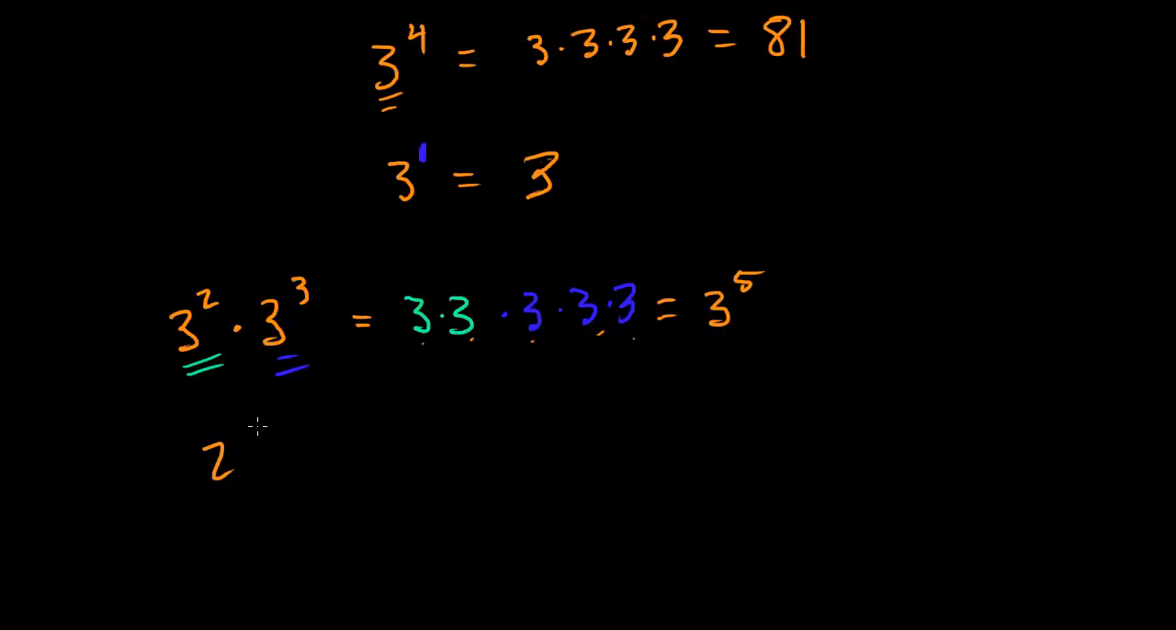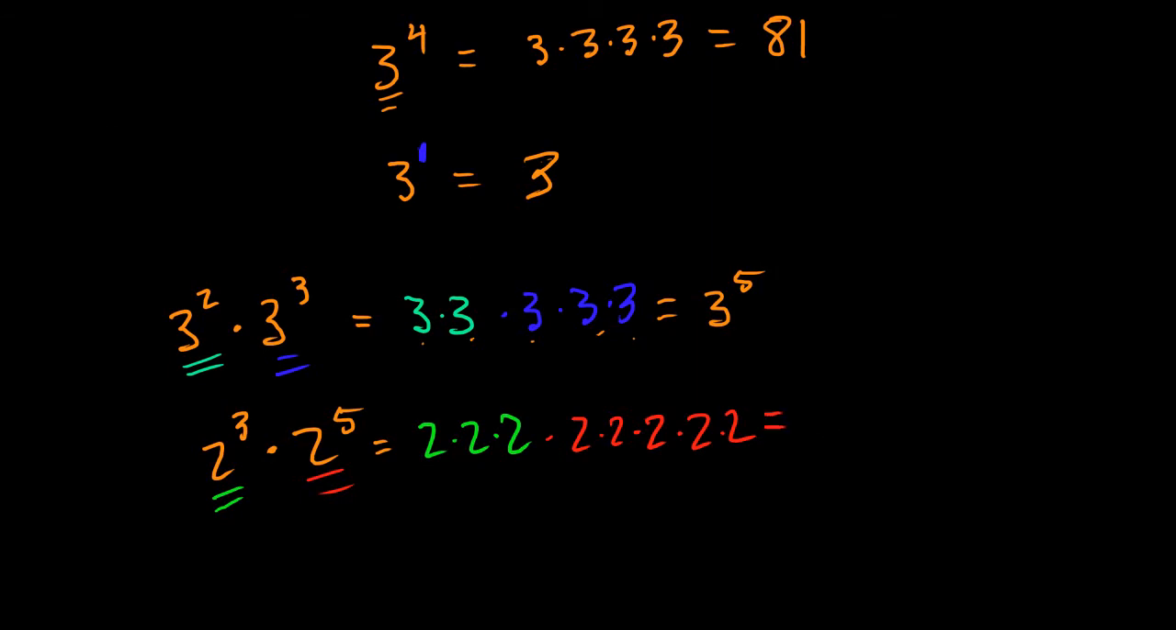How about 2 to the third times 2 to the fifth? Well, the same thing happens. 2 to the third is 2 times 2 times 2. And 2 to the fifth is 2 times 2 times 2 times 2 times 2. And so we end up with 3 2's and 5 2's, 8 2's being multiplied. So our answer is 2 to the 8th.